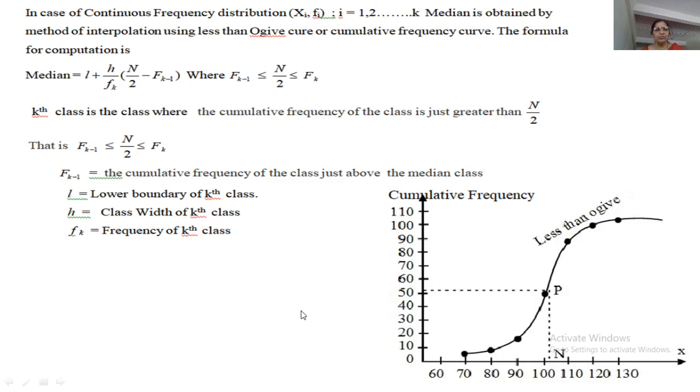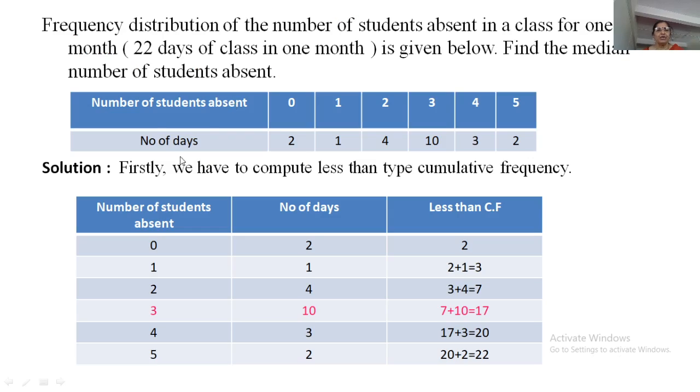So the frequency of this class is given by fk. h is the length of the class interval of this median class. L is the lower boundary of the median class, which is equal to 100. And F(k-1) is the cumulative frequency of the class just below the median class. The median class is the class where the cumulative frequency is just greater than N/2. So in this way you can compute your median.